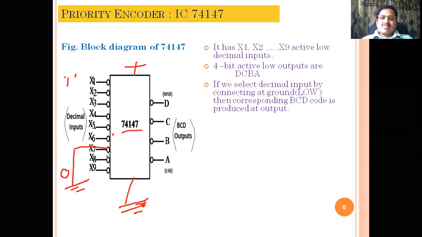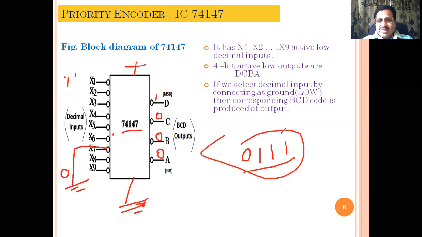So when you apply decimal 7 at logic 0, meaning decimal 7 is selected, in that case you'll get the BCD. In active high, you would want the BCD as 0 1 1 1 for decimal 7. But in this IC, it comes as D bar as 1, C bar as 0, B bar as 0, A bar also 0. The inversion of this is the output. So in this way, the IC will convert every decimal input into an inverted form of BCD output.